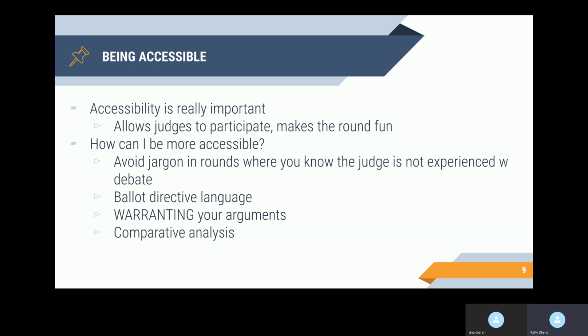The last thing, or second to last thing, is warranting your arguments, just explaining what you mean, because there will be a lot of judges who haven't debated this topic for a month or done research on it, and a lot of people forget that. The last thing is doing comparative analysis, which we'll get more into later, but basically actually comparing the two sides directly to each other as opposed to just debating on both sides of the flow.